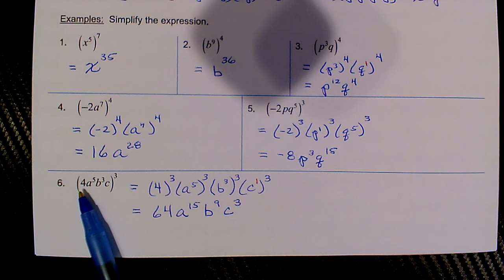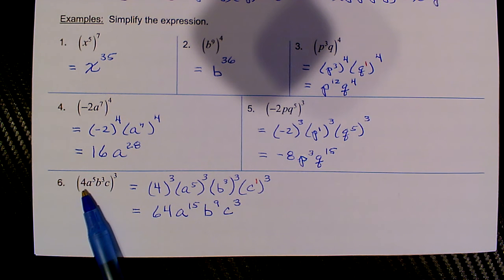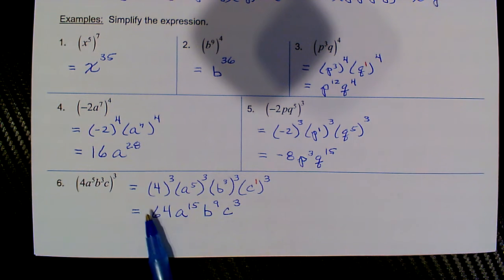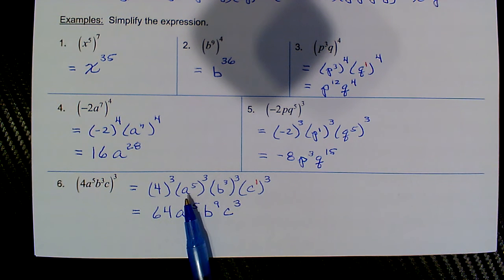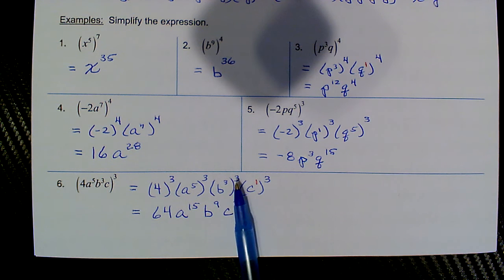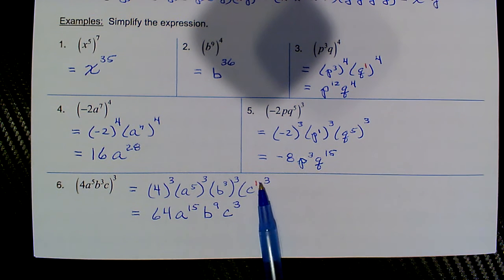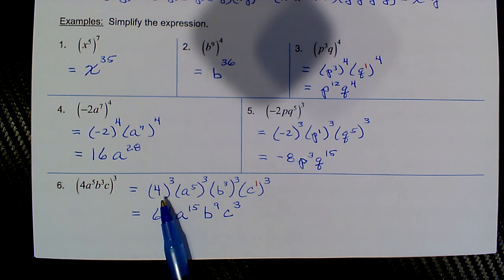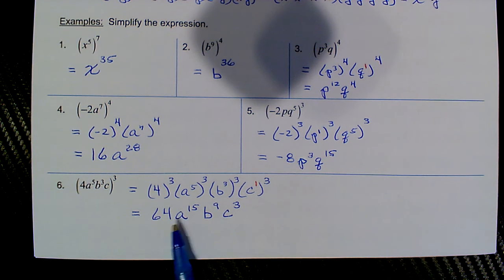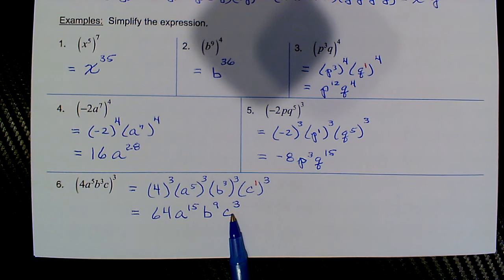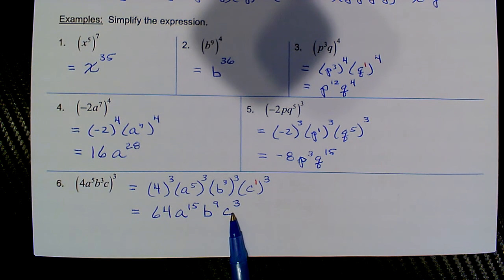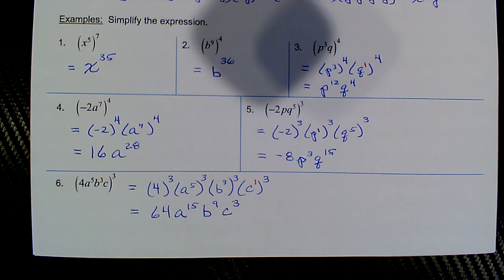So note how every factor was raised to the third power. The 4 was raised to the third, a to the fifth to the third, b to the third to the third, and that c to the first, understood, raised to the third. We evaluate the coefficient, 4 cubed, 64, and for each of these situations, we have a power to a power where we multiply the exponents.